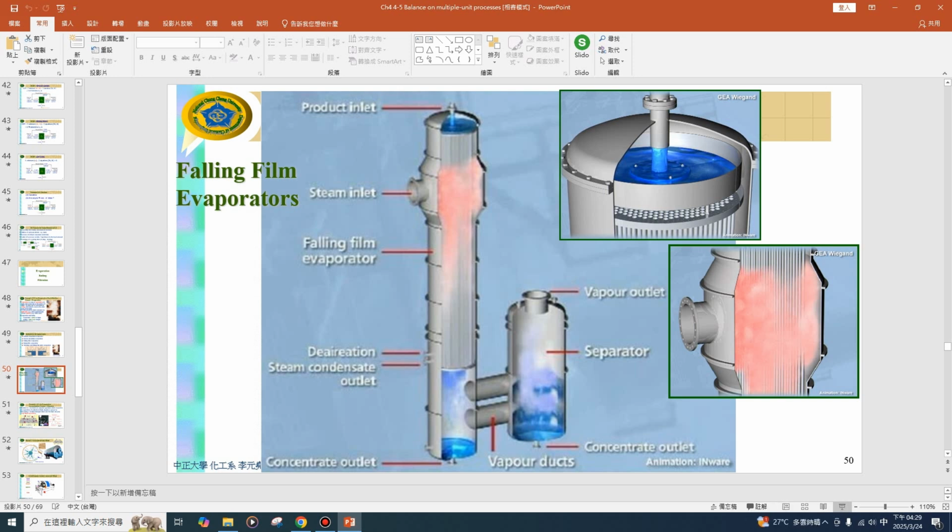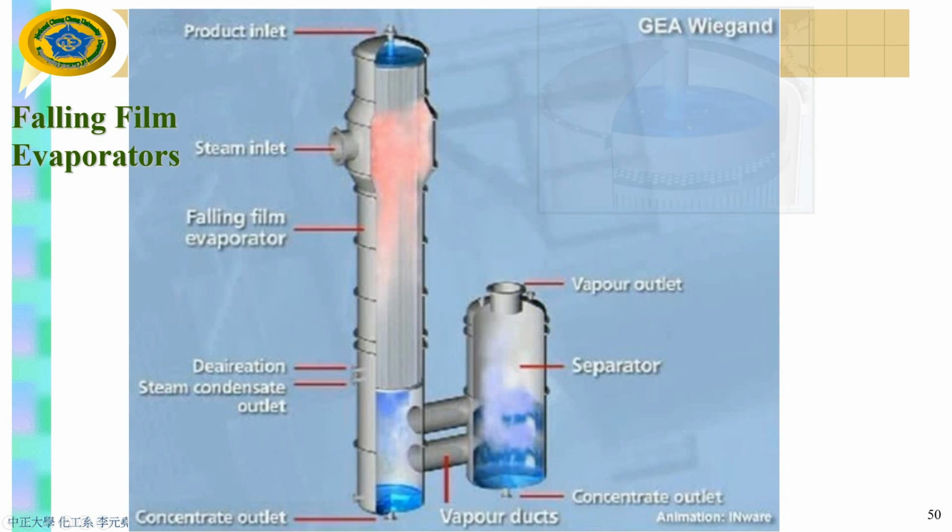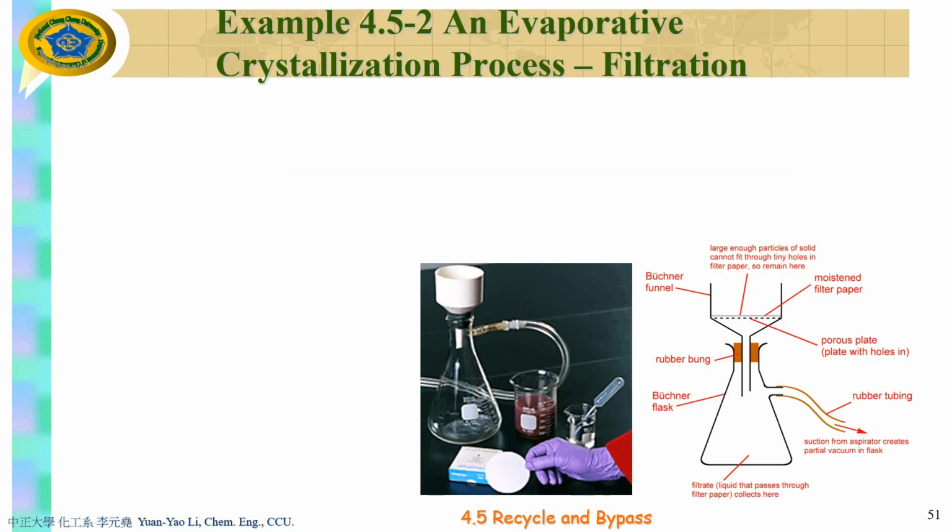So this is called an evaporator. This example involves two unit operations. One is called the evaporator. The second one is called the crystallizer, or we call it filtration.